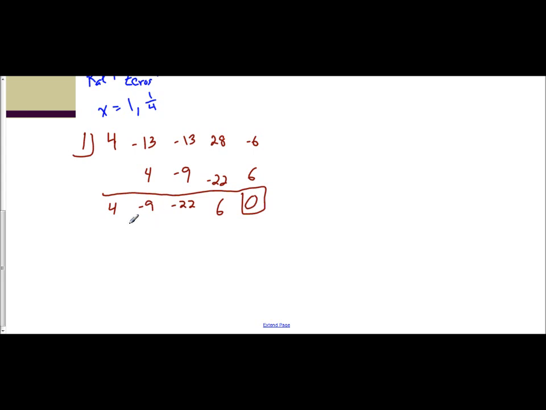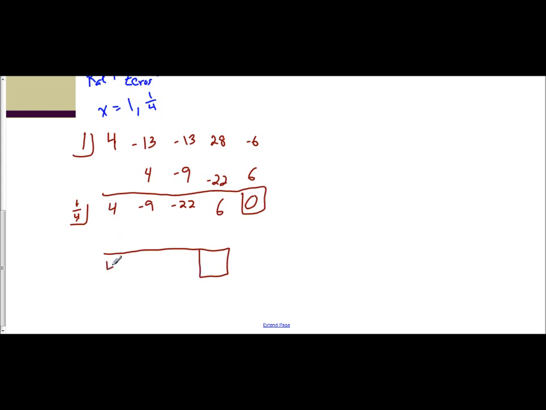Now what I'm going to do is this represents another polynomial. I did synthetic division with x equals 1. This is what remains. What I'm going to do here is synthetic division again, and this time with 1/4, using these as my coefficients. So instead of writing it all over again, I'm just going to set up synthetic division right here. And so 1/4 is what I'm going to divide by. Now this is where my remainder box would go.